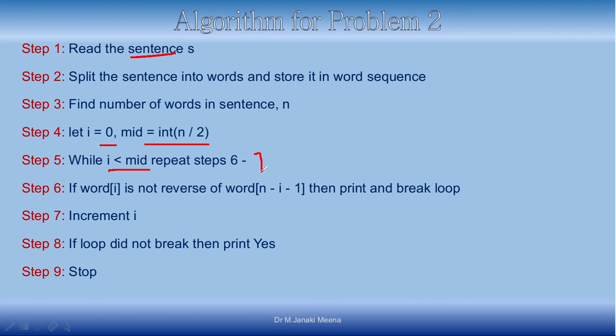Okay, that is missing. Here it should be 7. Repeat step 6 to 7, where in step 6 you are checking if word i is not the reverse of the word n minus i. If it is not, then we are going to print no and break the loop. That is the idea. Otherwise, what you are going to do is increment i and continue the loop. Okay, and when you come to step 8, you are finding out whether the loop broke. If the loop did not break, then you are going to print yes and stop. This is the idea of the algorithm.